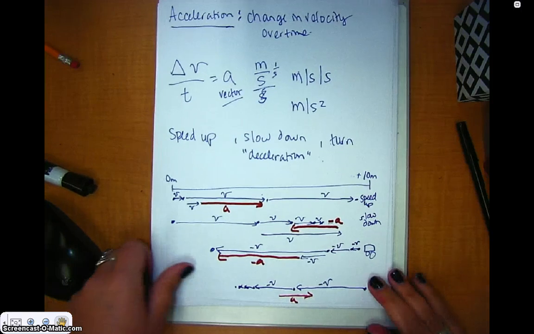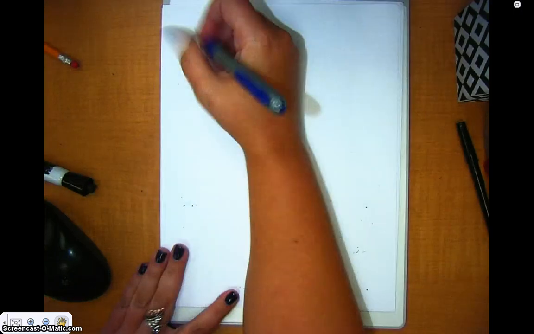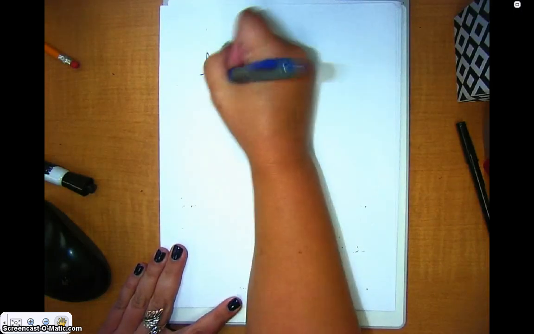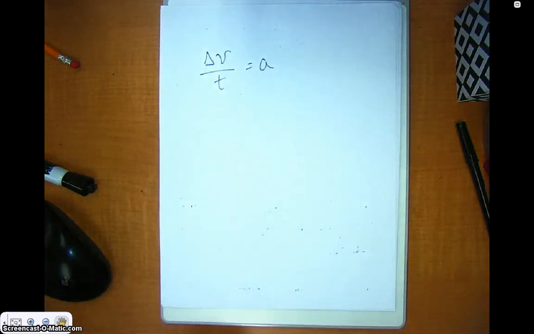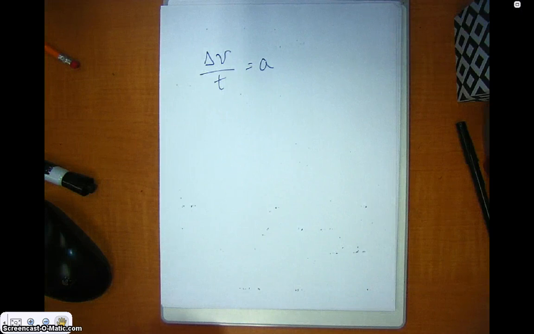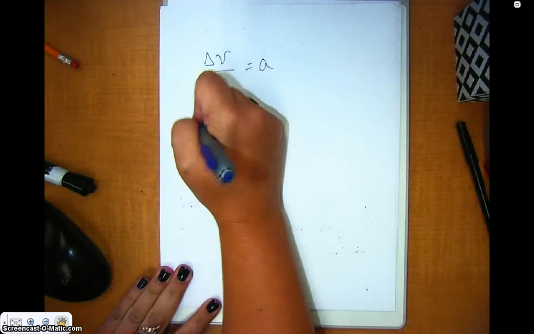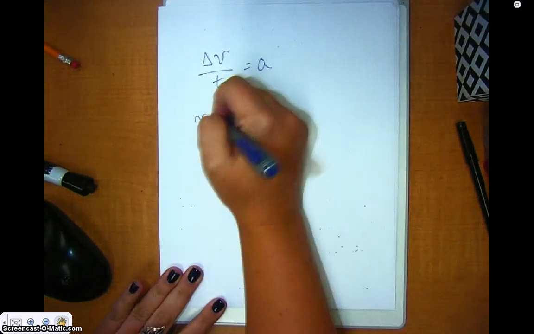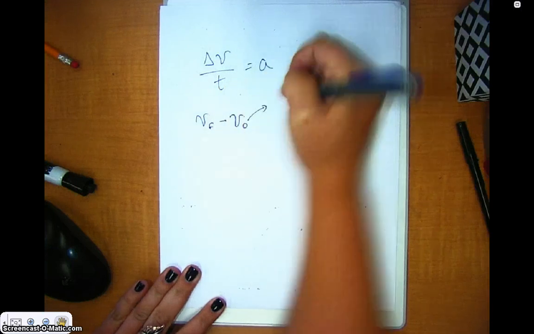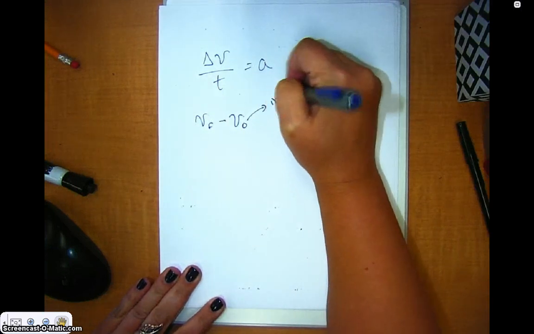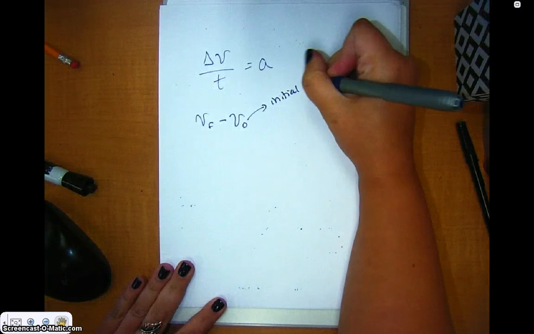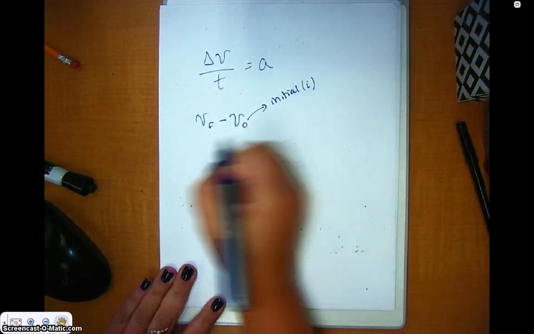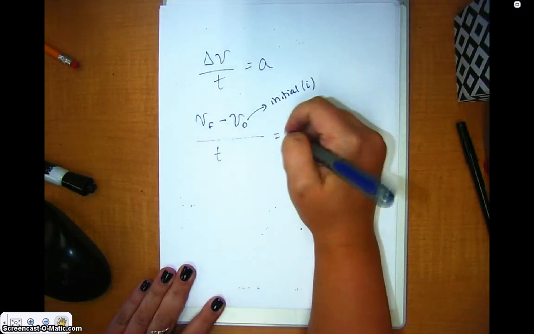Now, one last thing I'm going to show you before this video ends is manipulating the velocity equation or the acceleration equation a little bit. So we said it was change in velocity over time is equal to acceleration. Well, remember that when we say the change in something, it means the final value minus the initial value. So I could rewrite this as the final velocity minus the initial velocity, and I write the initial velocity with that little 0. Sometimes you'll see it written with a little i. This over time is equal to acceleration.